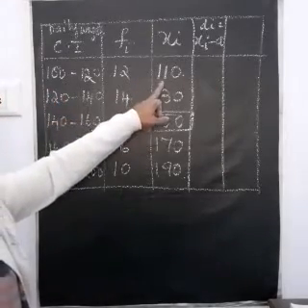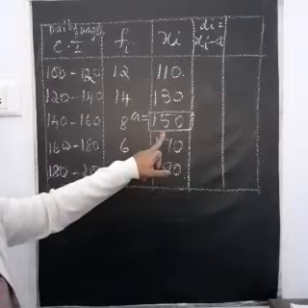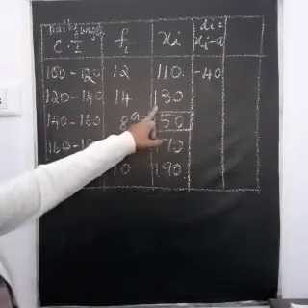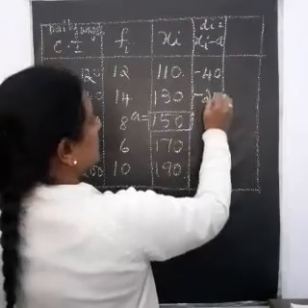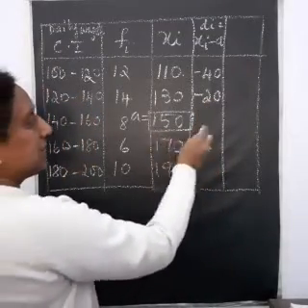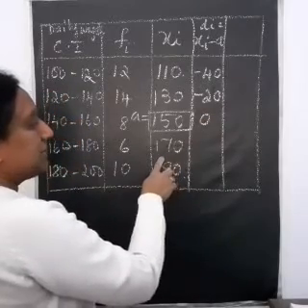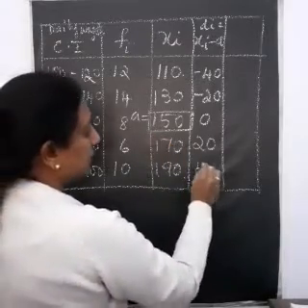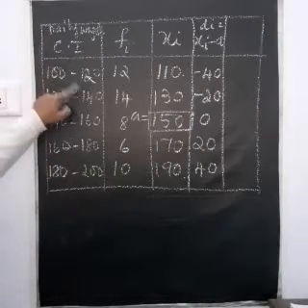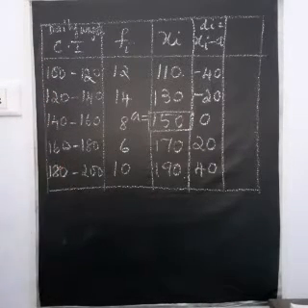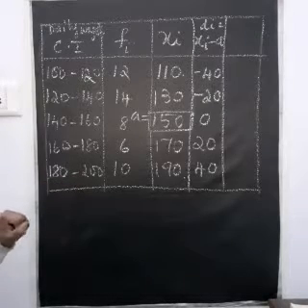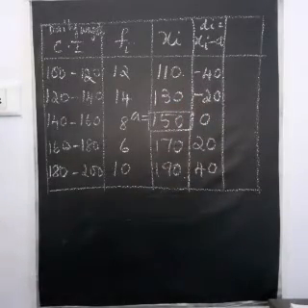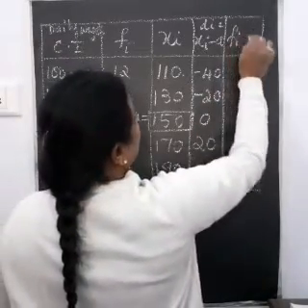Now, what is my xi? 110 minus A. A is 150. So, when you subtract these two, you will get minus 40. Correct? Then, 130 minus 150 will be minus 20. 150 minus 150 will be 0. 170 minus 150 will be 20. And 190 minus 150 will be 40. Generally, if the interval is regular, where there is a regular difference, class size is the same, then in that case, we will get these two numbers and these two numbers will be the same.